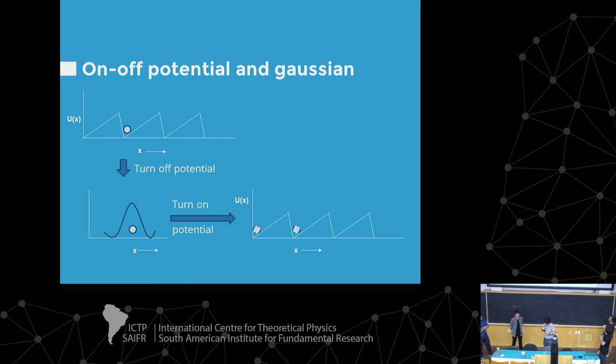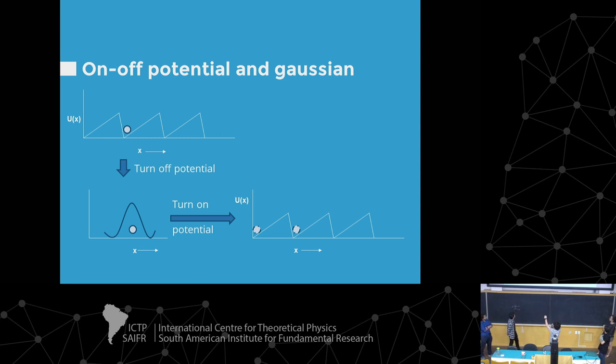So let's drive the system out of equilibrium. What do you do? You make this potential time dependent, and the simplest way to do that is just turn it on and off. So we turn it on and off periodically with some characteristic period, and of course, if the movement is still deterministic, it's going to fall to the bottom of the potential well, you turn it on and off, it's just staying there.